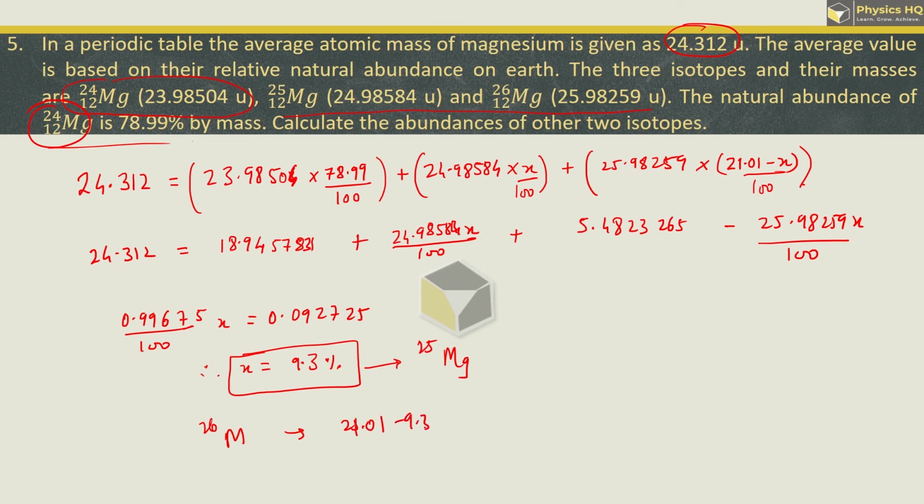21.01 minus 9.3 कर लेते. It comes out to be 11.71%. Hope you all understood this.